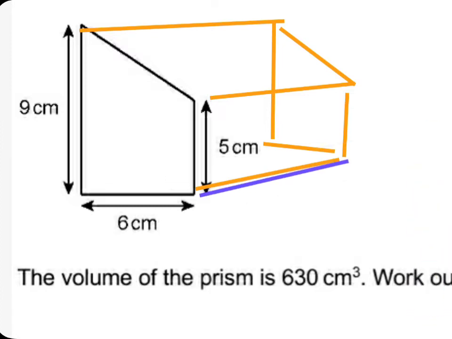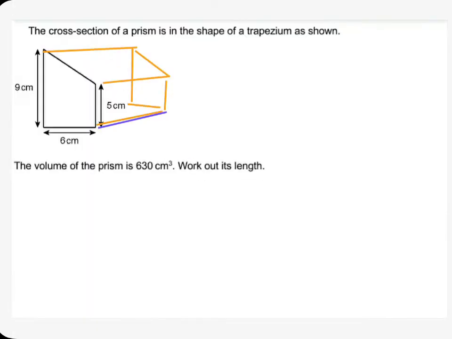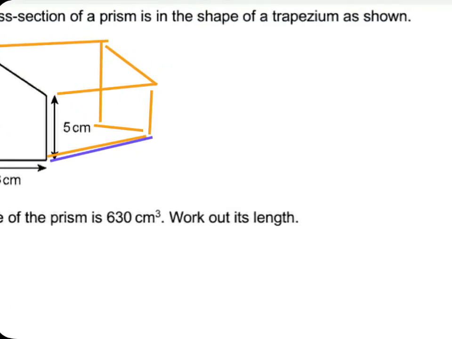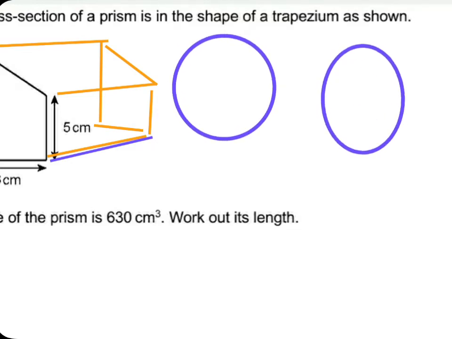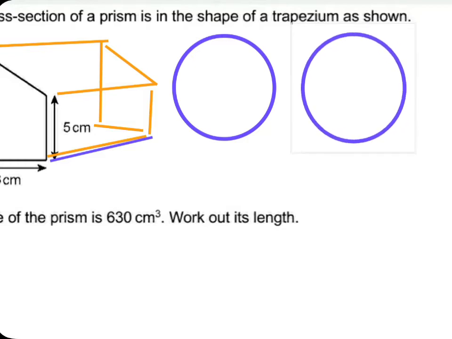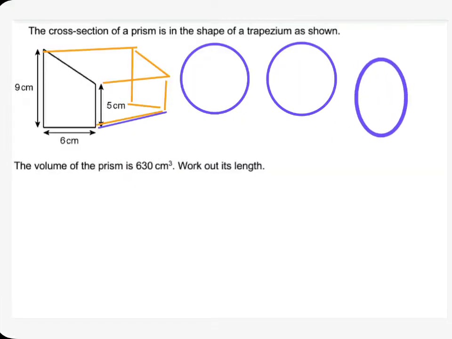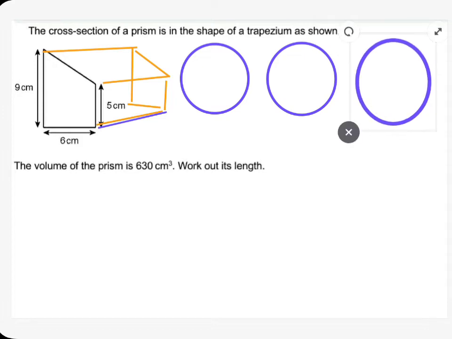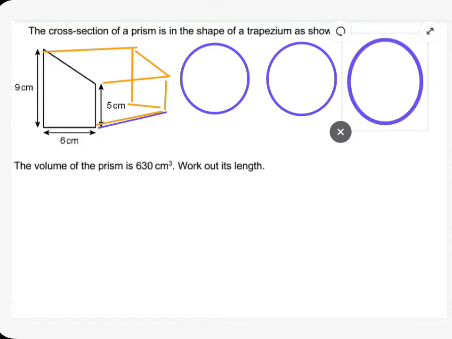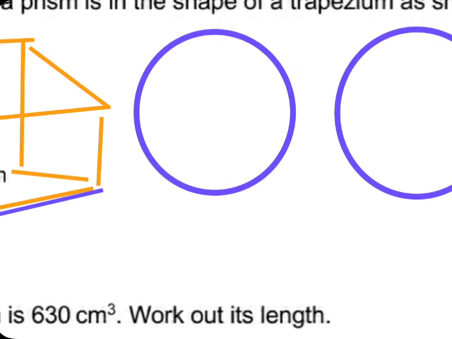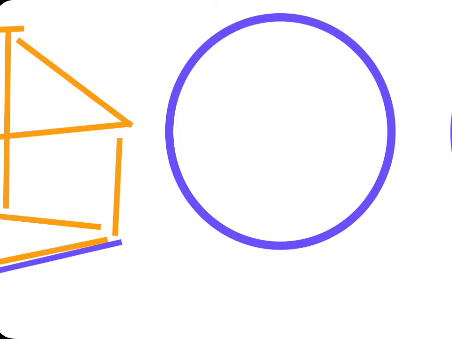Very good. Now the length of the prism and the volume, they have a formula that ties them together. We have to use this formula. First, let's put the circles here so we can write the formula inside of it. We have one circle, another one here, and the last circle. Good. Now, the formula is about the volume of the prism. Now, volume of prism equals what?